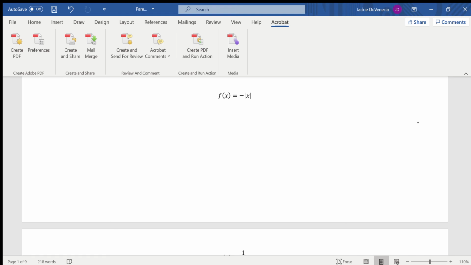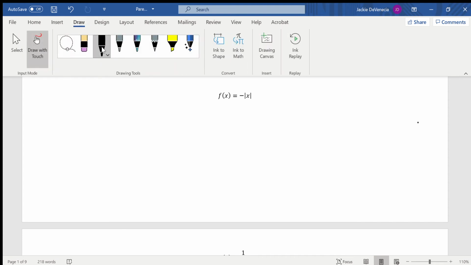Good morning, everyone. I just wanted to review really quickly about describing the transformations of parent functions. So for my first function right over here, I have negative absolute value of x. Now, right off the bat, because I see those absolute value bars, I know that the parent function is the absolute value.